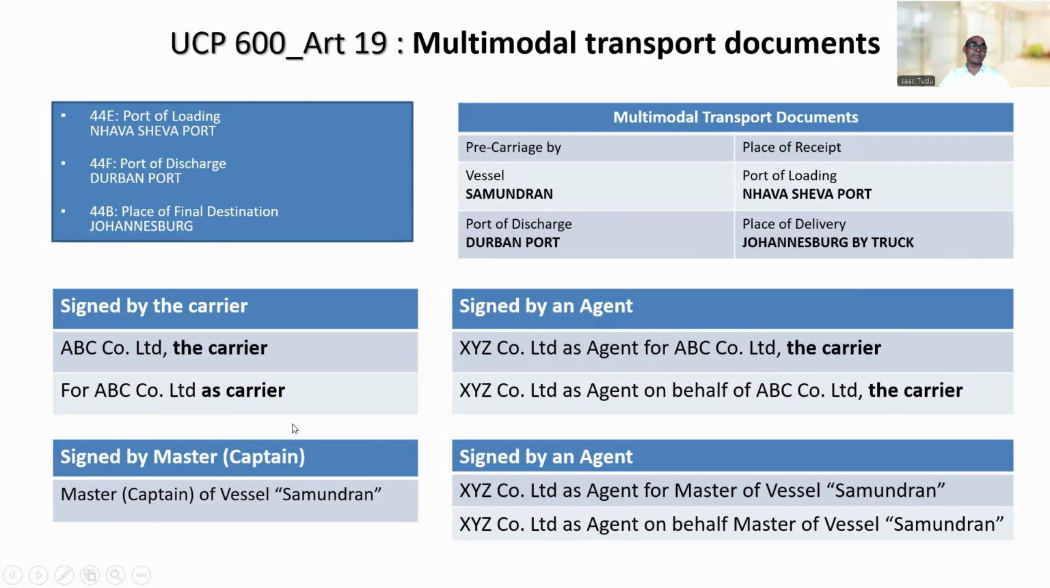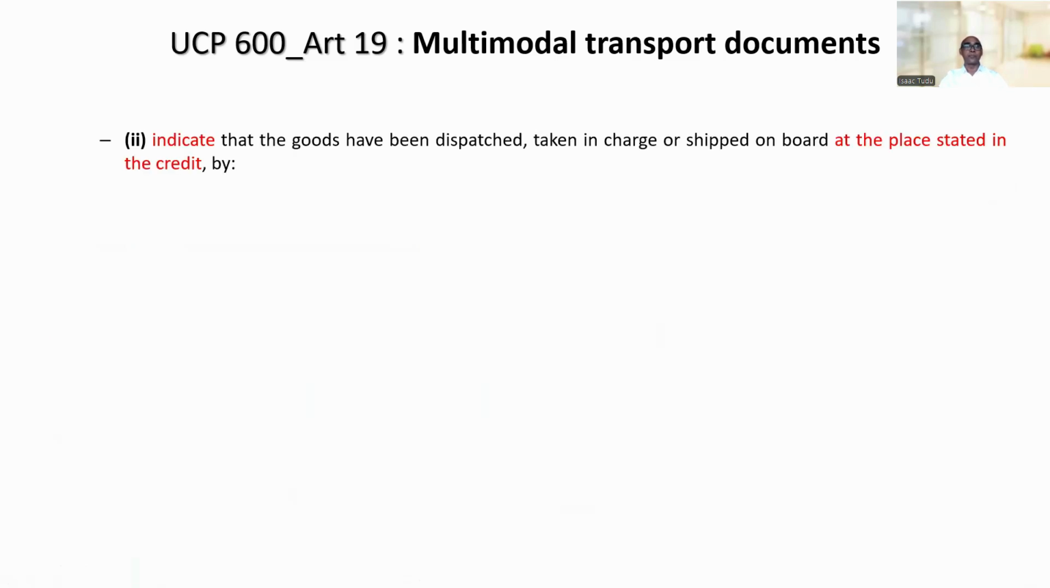What about when it is signed by master or captain? Master, captain of vessel Samudran. Absolutely fine. There is no need to mention name of the master or captain, right? When agent is signing on behalf of the master captain, XYZ Company Limited, as agent for master of vessel Samudran, or maybe XYZ Company Limited as agent on behalf of master of vessel Samudran. So this is a simple example I have given related to UCP article 19A1, right? Let us move to the next, A2.